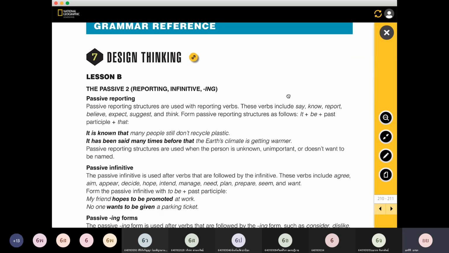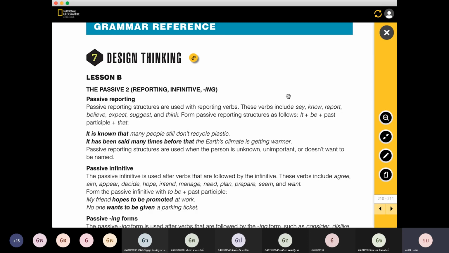Now let's have a look at this. So you can see passive reporting. What does that mean? We use it with report verbs, a group of verbs used for reporting, such as say, know, report, believe, expect, suggest and think.